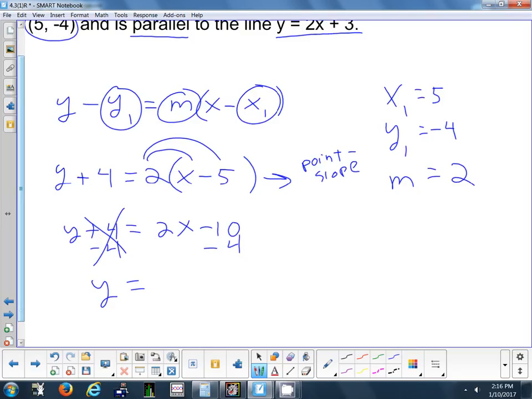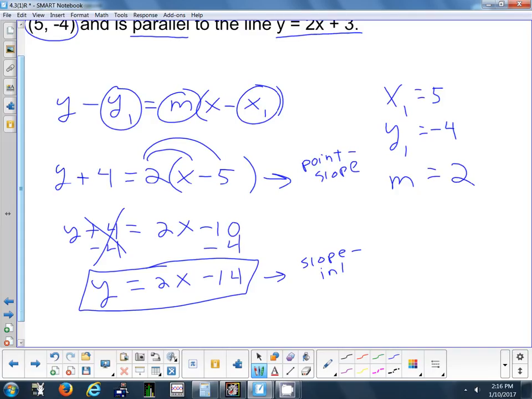Is the 2x going to change? No. What's negative 10 minus 4? Negative 14. And what do you call this? Slope intercept.